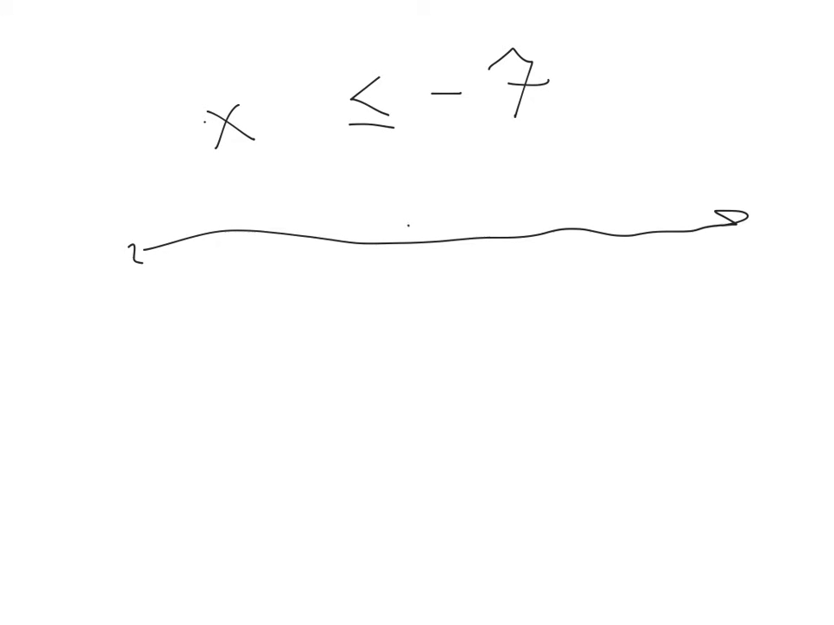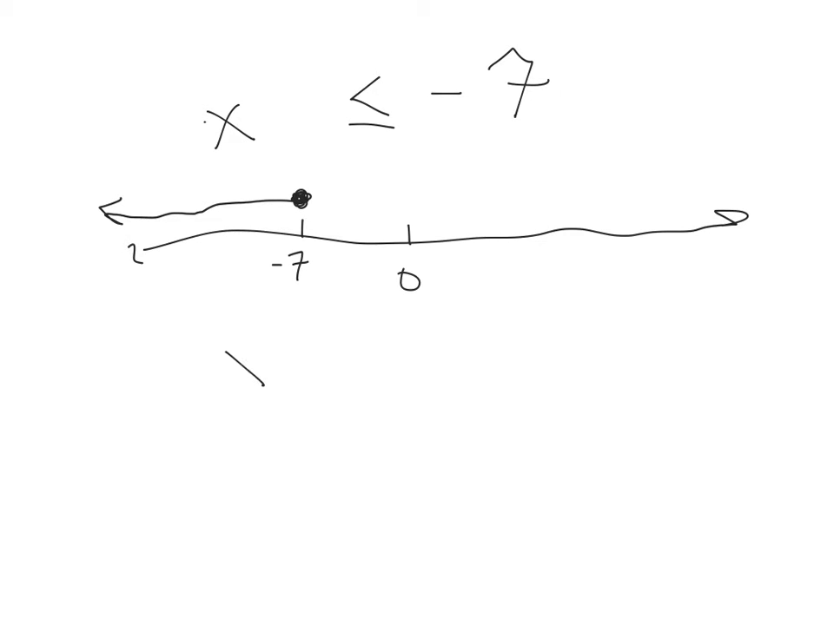X is less than or equal to -7 is an example of an inequality, and it can be graphed as such. If we have a number line here and 0 is here, this says x is less than or equal to -7. So if -7 is here, we graph it going this way because it's all values less than or equal to, and the or equal to means we make a filled in circle right at -7.